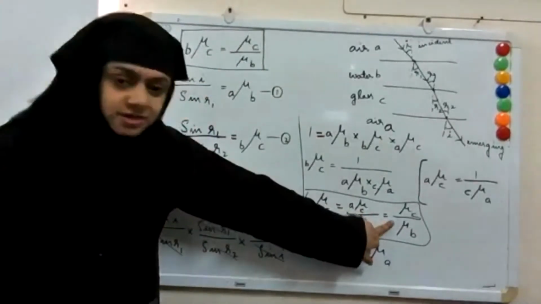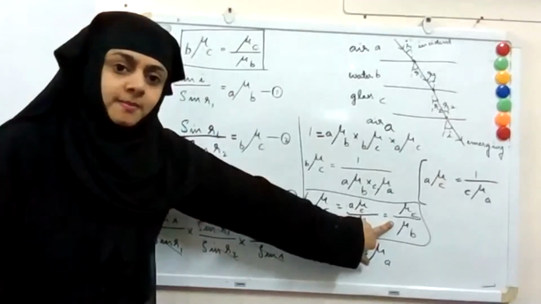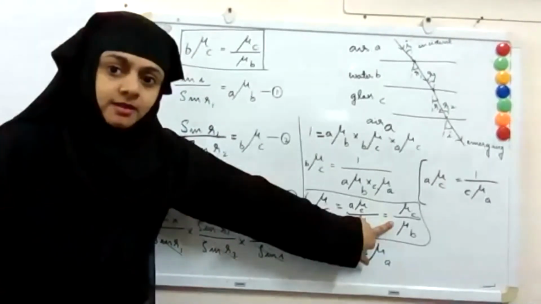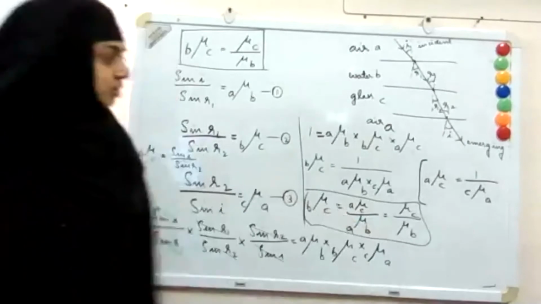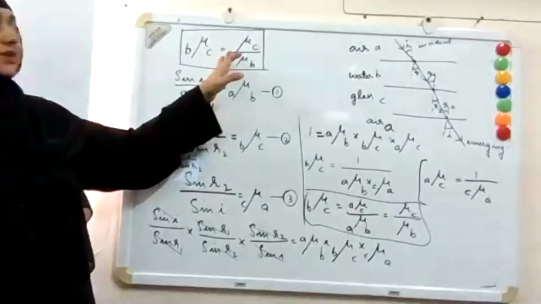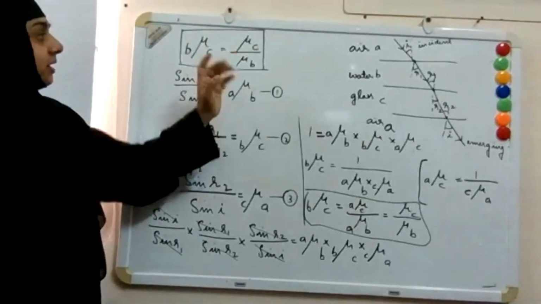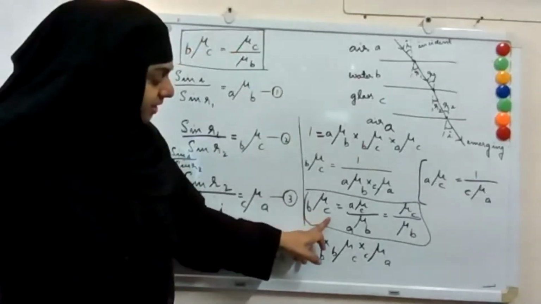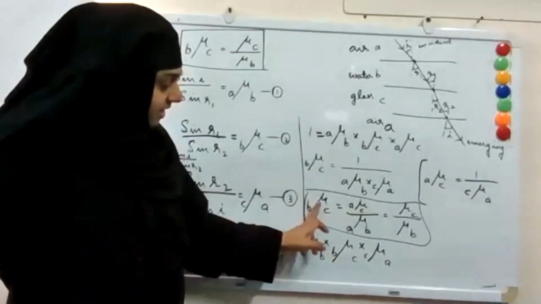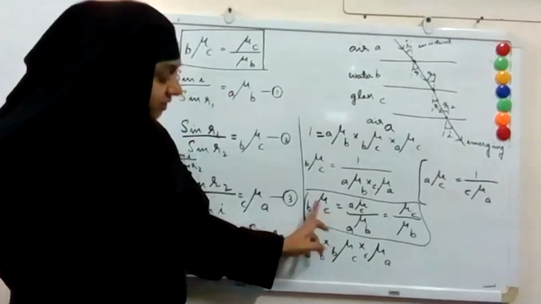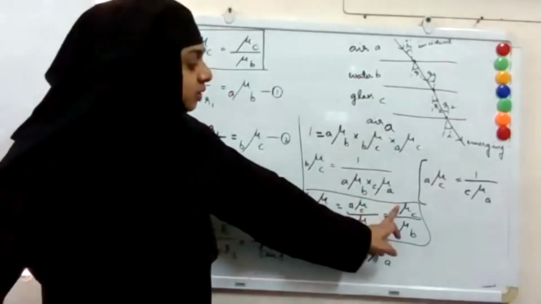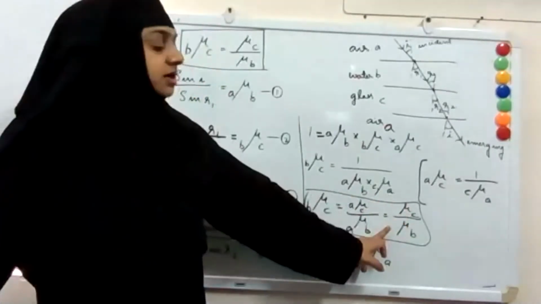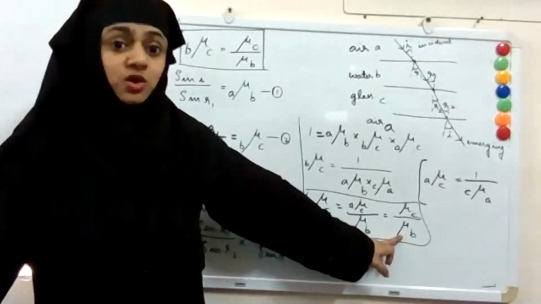Is this clear to you? Yes, teacher, clear. Is this clear to you? I wrote it wrong on the whiteboard, I'm sorry. But mu CB, that is the refractive index of C with respect to B, is equal to the refractive index of C divided by the refractive index of B.